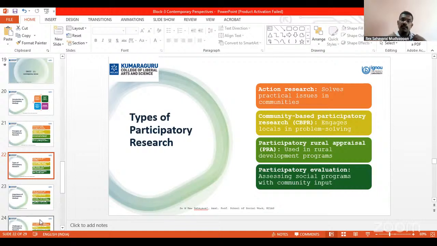Here, more than the researcher, the community knows the particular community very well. All right. So in participatory rural appraisal, the researcher makes the community participate in the research and collects the data from them. Right. So this is what participatory rural appraisal is all about. And participatory evaluation means assessing social programs with community input.